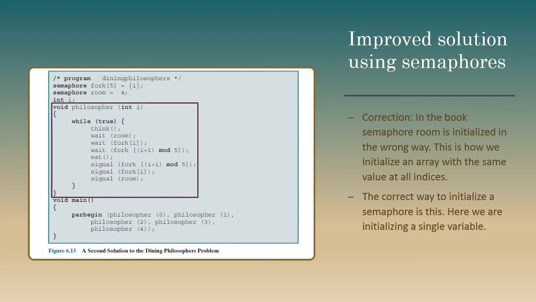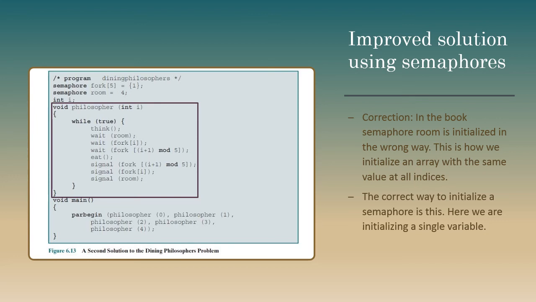Now look at the philosopher code. The philosopher code is similar to the one we've seen. It starts with a while true loop and then the philosopher thinks. But now we are considering that the philosopher thinks outside the dining room. So when the philosopher has done thinking and it feels hungry, then it tries to get into the dining room. How does it do that? It waits on the semaphore room. Either it can move past the semaphore or it can get blocked on the semaphore.